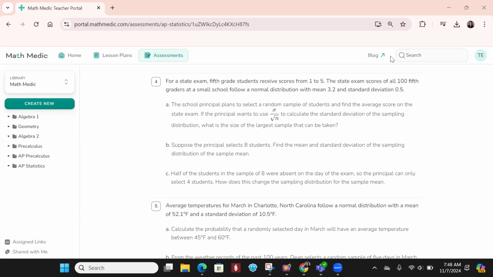What's the biggest? All right, so how do we go about doing this one? 10% condition. All right, so what is that going to look like? How many people do we have in total? Okay, so out of the 100, what's 10% of 100? What's the size of the largest sample that can be taken? It would be 10.